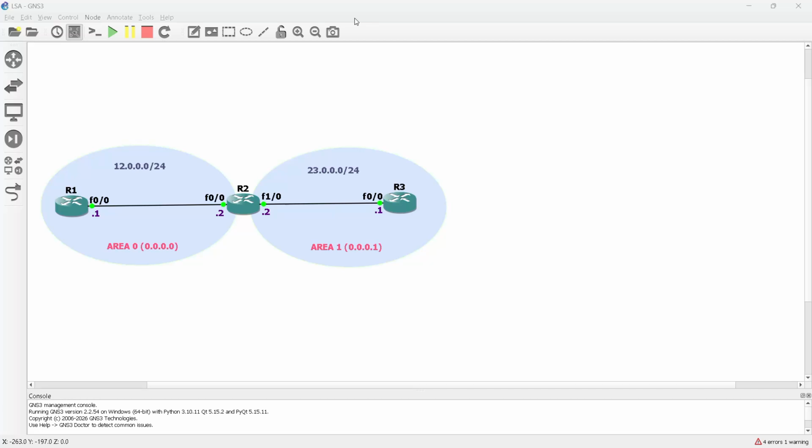Hi everybody, my name is Bhavishya and in this lecture we'll see the lab of ABR, that is Area Border Router. So as you can see here, R1 and R3 are acting as single area routers and R2 is acting as ABR, having on its left side area 0 working for network 12.0.0.0 and on the right side network 23.0.0.0 working under area 1.